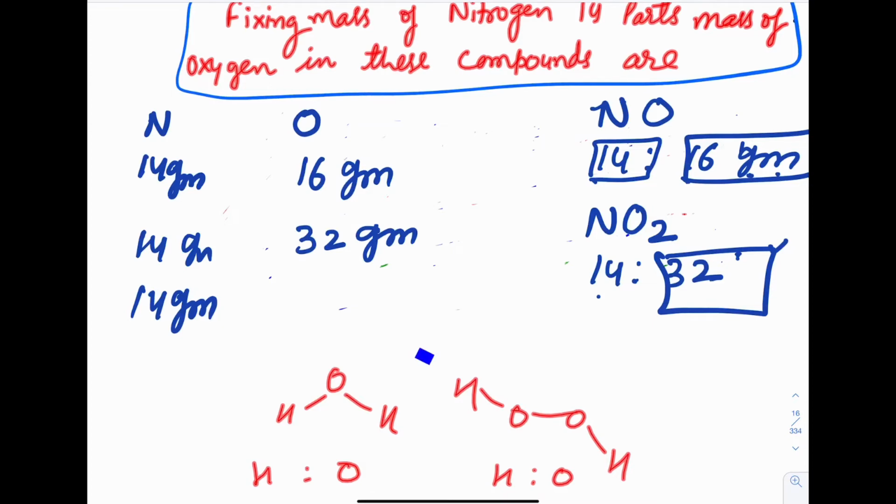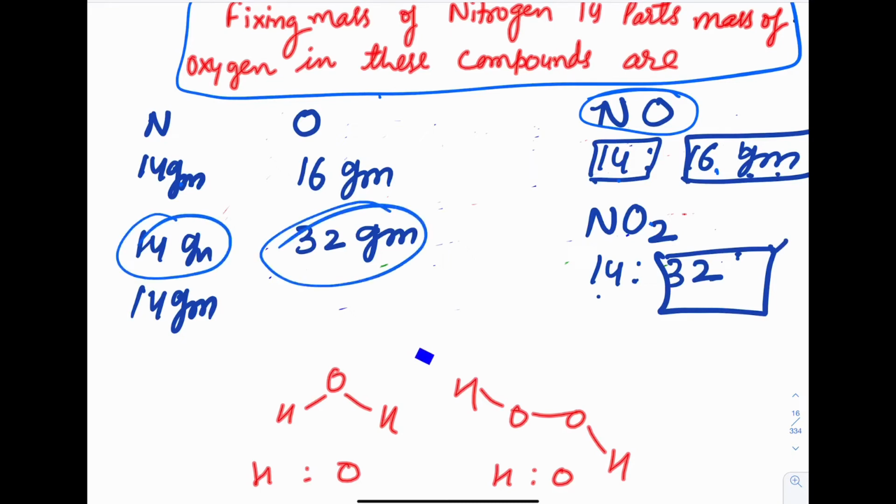In all the oxides, we have fixed the mass of nitrogen. If nitrogen is 1, oxygen is 1, the formula will be NO, and 14 gram nitrogen combines with 16 gram of oxygen. But in NO2, 14 gram combines with 32. So the ratio of oxygen in NO and NO2 is 16 is to 32. So again it is 1 is to 2.